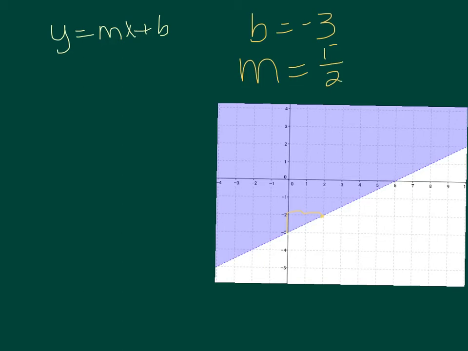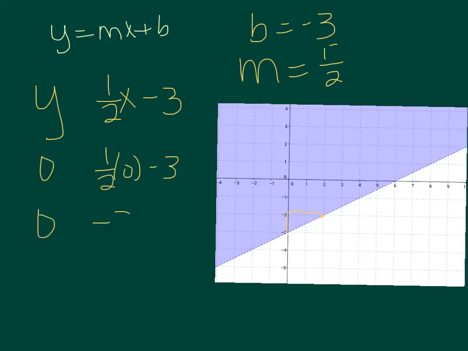Okay, and this is a dashed line. So my equation, y, and then I have 1/2 x minus 3. Now here 0, 0 is shaded. So when I plug in 0, 0, I want this to be a true statement. 0, 1/2 times 0, -3. So we have 0 and -3. So what inequality can I put there that's a true statement? 0 is bigger than -3, so I'm going to put greater than. That means I'm going to put greater than there.